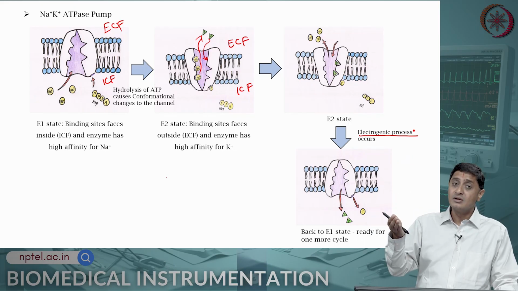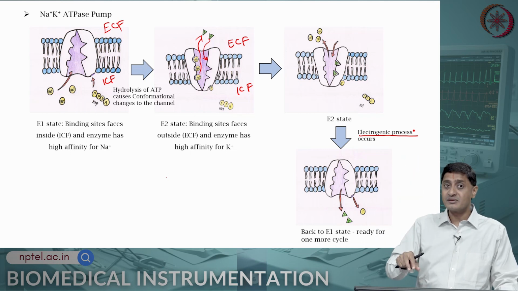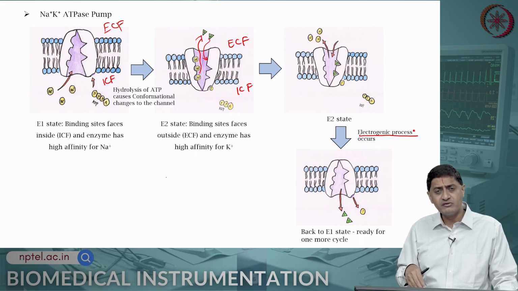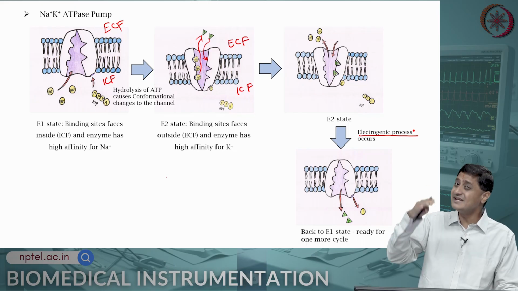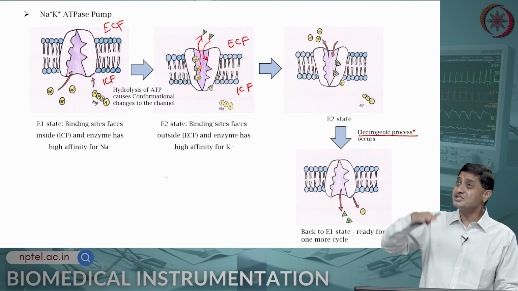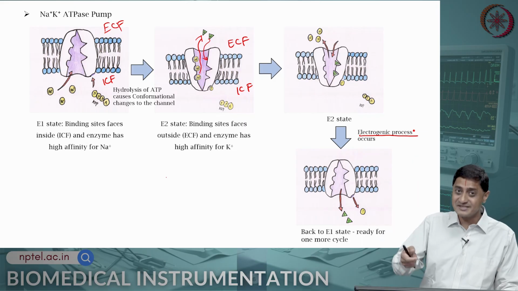Why do you do that? Because if water is present in the overhead tank, if you open the tap, the water will flow naturally to the tap. Why will it flow? Because there is a potential difference, potential energy difference, is it not? Potential energy at the tank is higher than the potential energy at the tap.